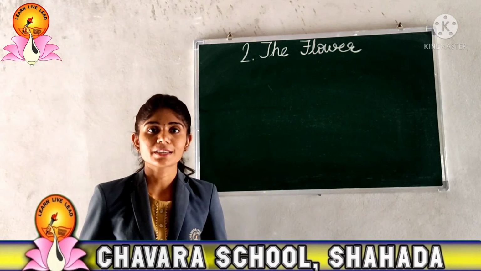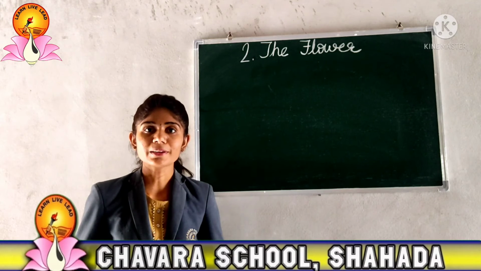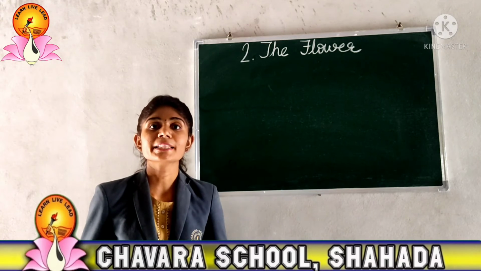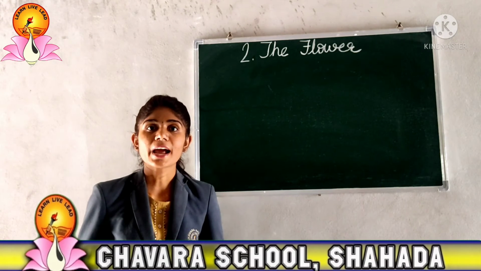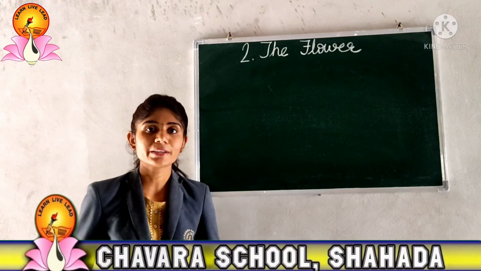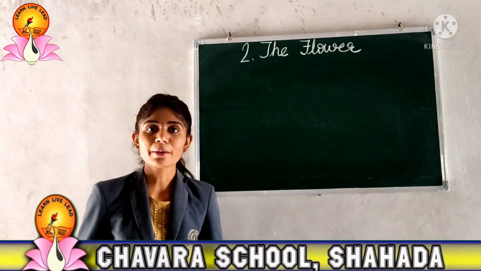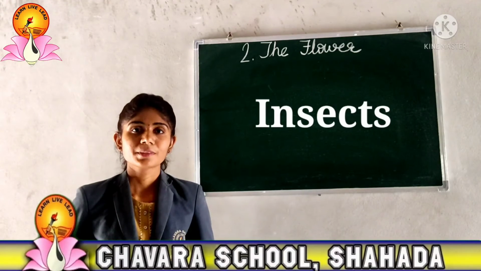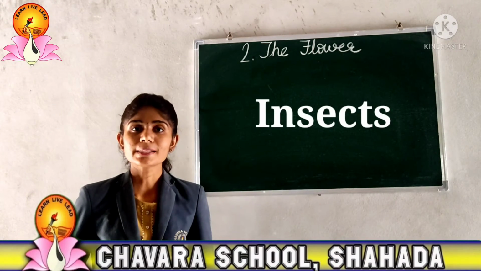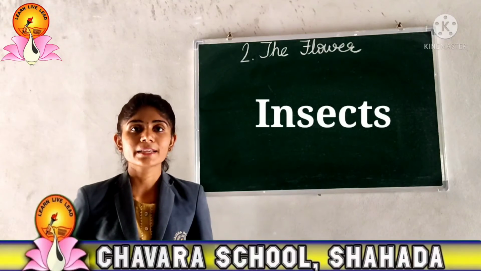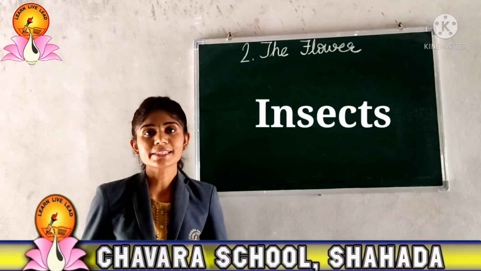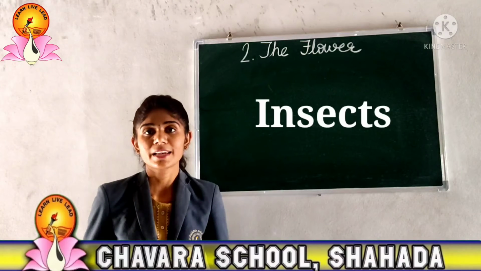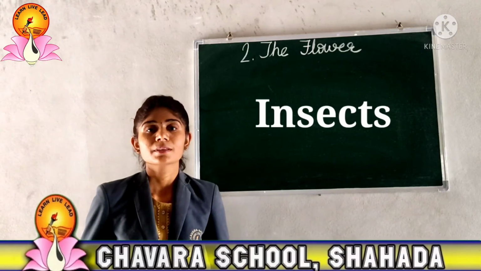Agents of pollination. For cross-pollination to occur, agents should be available to carry the pollen grains. So there are different agents of pollination. So let's see one by one in detail. First, insects. Honeybees and butterflies visit the flower for collecting nectar. During this, the pollen grains stick to their mouth parts, legs and wings.